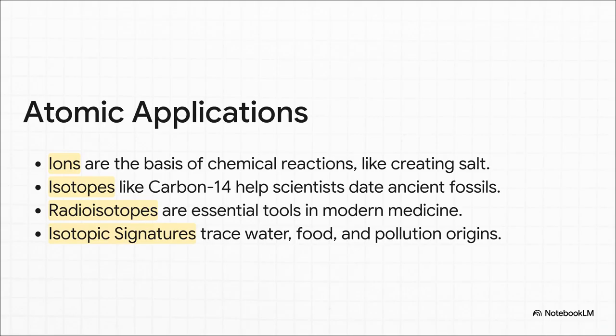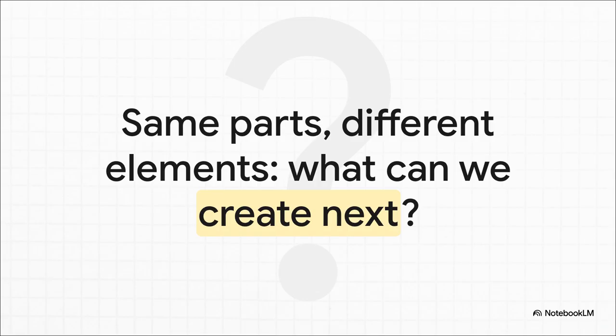And those isotopes? We use the unstable one, carbon-14, like a cosmic clock to figure out how old ancient fossils are. From medical scans to tracking pollution, understanding this blueprint lets us literally read the history of our planet and build its future. And that kind of leaves us with one last big thought.